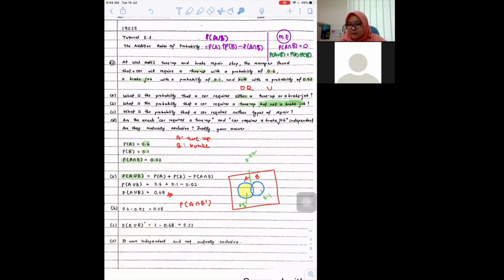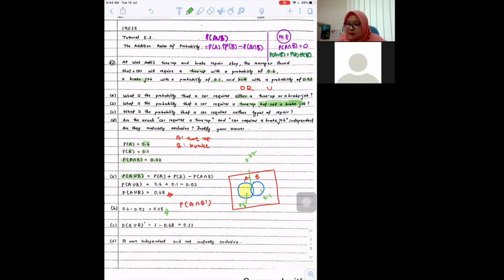Can you follow? Yes, this is B. Okay, other than B is B complement. And we just want to intersect with this A here, this part here. Okay, so the one in yellow part. So the whole thing is 0.6 minus the intersection part here, minus 0.02. So the answer is 0.58.